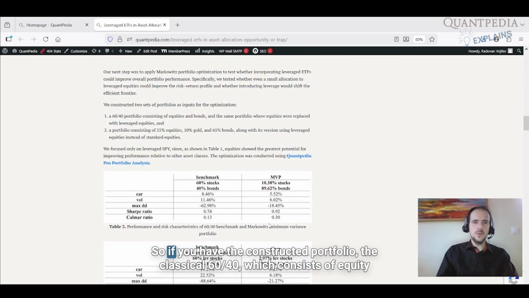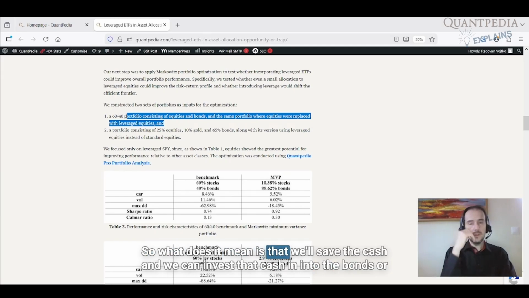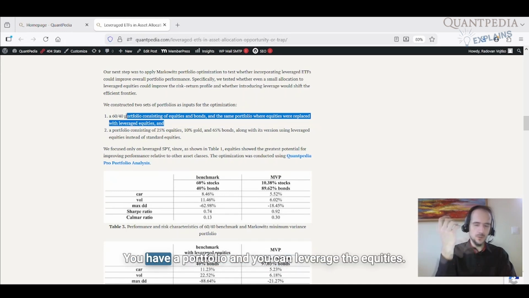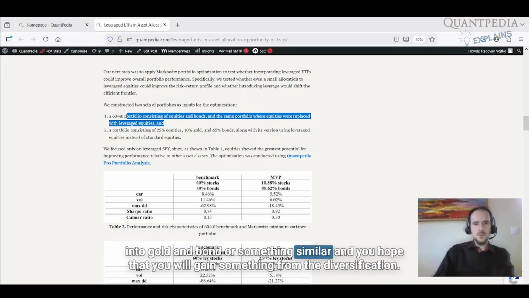Here we have a question. If you have a constructed portfolio, the classical 60-40, which consists of equity and bonds, and we would like to replace part of the equities with leverage equities. What it means is that we will save cash and we can invest that cash into bonds or gold or whatever instead of standard equities. So you can have less equities in the portfolio and you can use the cash and invest into gold and bonds or something similar. And you hope that you will gain something from the diversification.